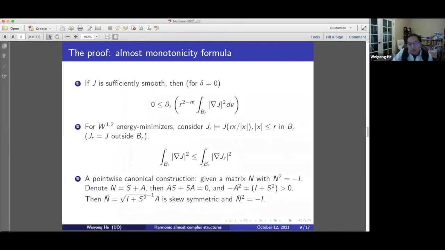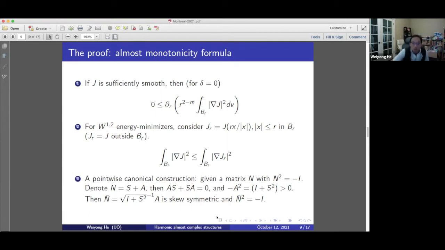And then negative A squared equals identity plus S squared. So that's a symmetric positive definite matrix. One can take the square root, and then we construct this. The standard construction will be the square root of this guy, which is then skew symmetric, and its square is -1. By skew symmetric in this case, that means it is compatible with the identity matrix, or compatible with the metric.